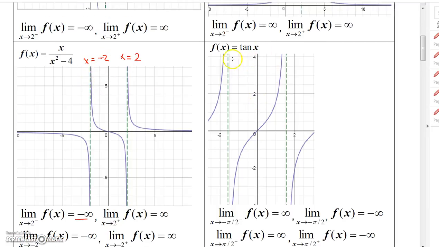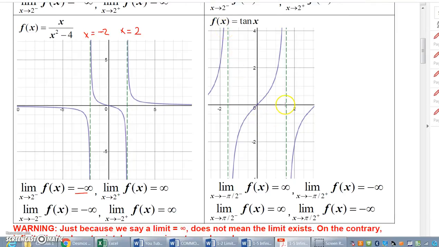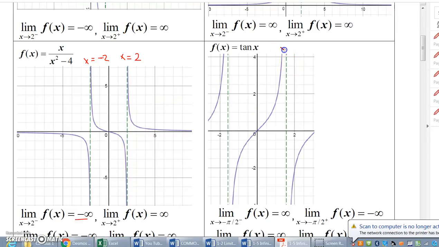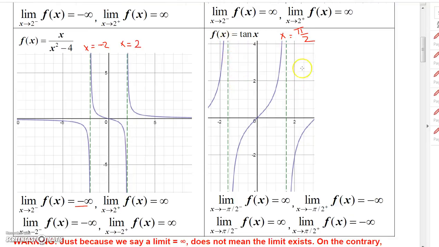Here's a trig function, tangent x. I'm just going to focus on pi over 2 and minus pi over 2. This vertical line represents pi over 2, and the other vertical line, I'm not going to label it, but that's negative pi over 2. So if we approach pi over 2 from the left, that would be coming in from this side. We're going to plus infinity, and as we approach pi over 2 from the right, that would be coming in from this side. We would be going down to negative infinity.